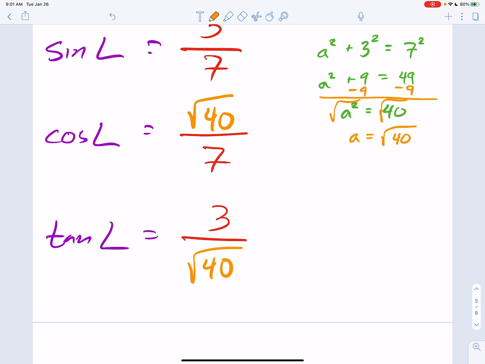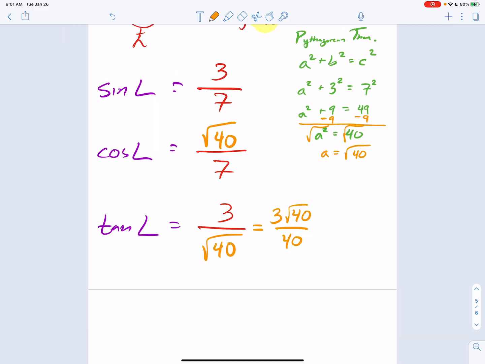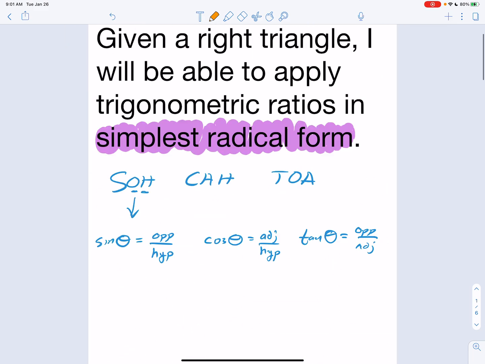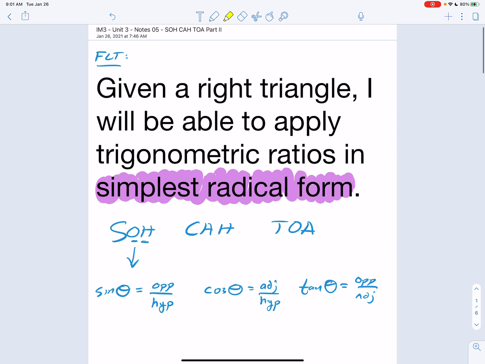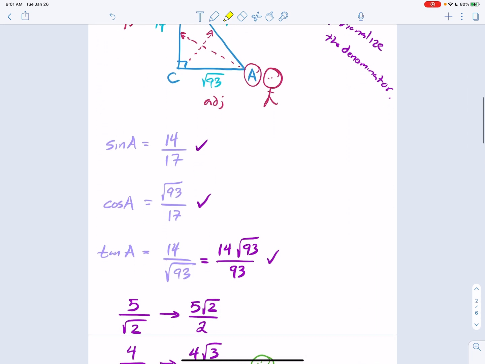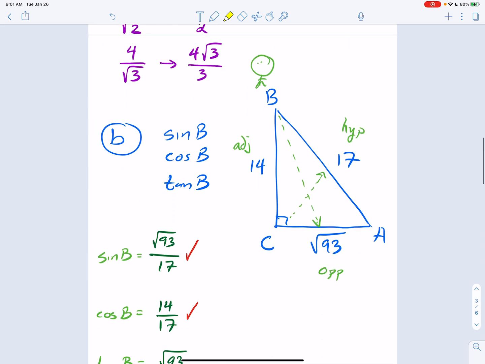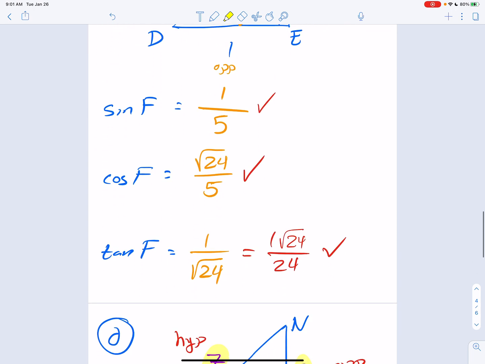Now, there's a third thing that you guys are going to have to pick up before this lesson is over. First off, we can rationalize this. We could say that this is 3 square root of 40 over 40. Now, the key word in this lesson is simplest. And this is where we have to revisit something that we did with square roots. Now, take a look at 24.